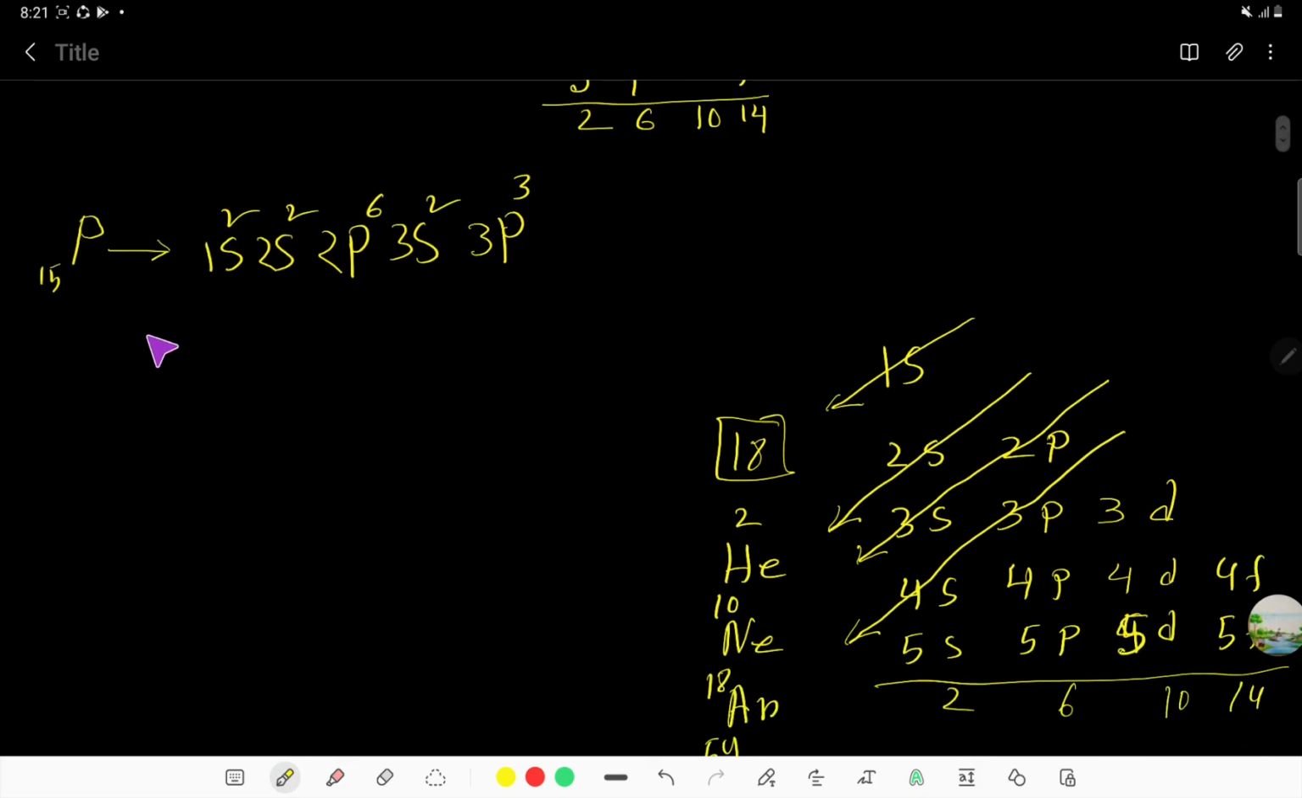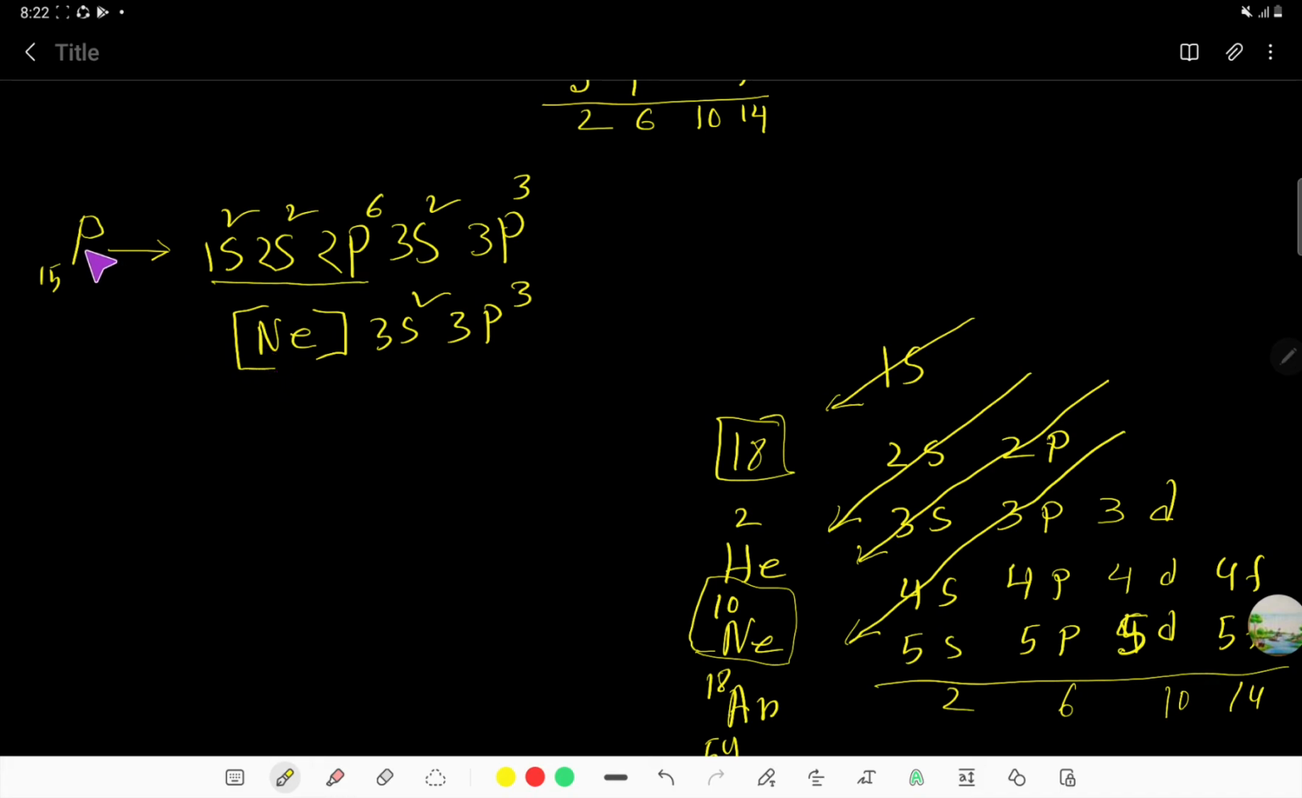So now we are going to write the shorthand, abbreviated or noble gas electron configuration for phosphorus. Phosphorus atomic number is 15. Here we have to select a noble gas whose atomic number is immediately lower than 15. That will be neon. So neon has 10 electrons. So this is the electron configuration of neon. So neon, then we get 3s2, 3p3. So this is the electron configuration for phosphorus using noble gas notation.